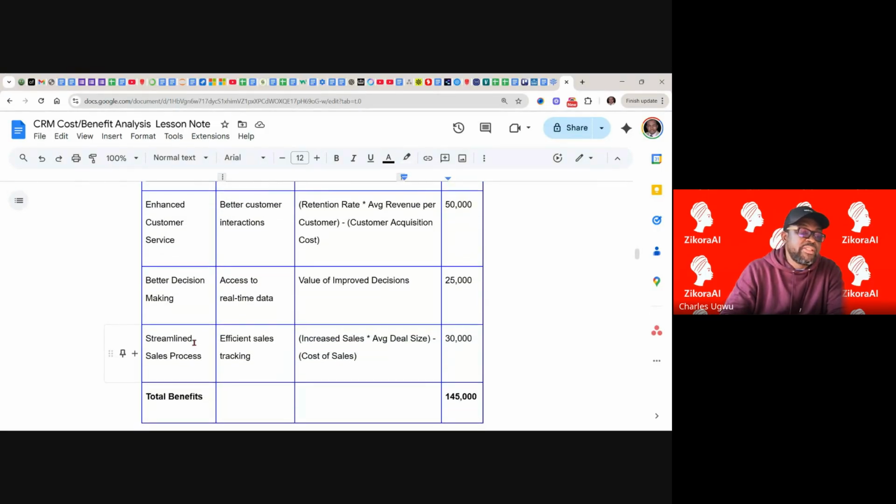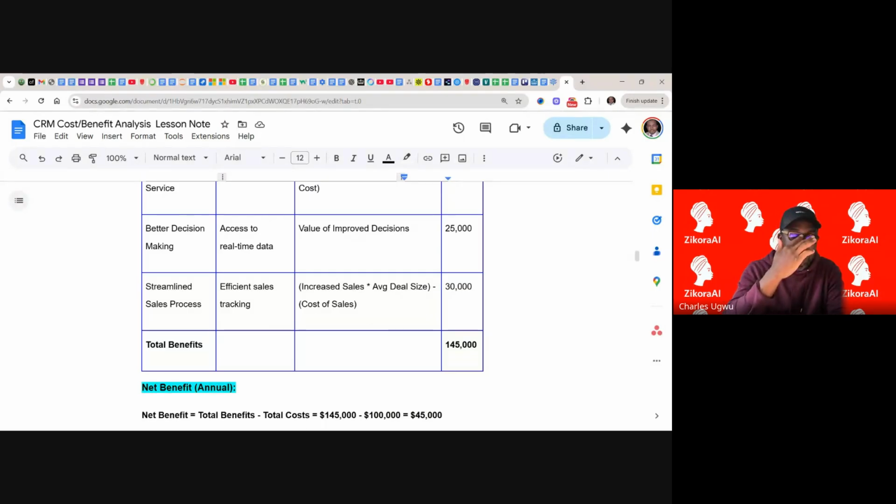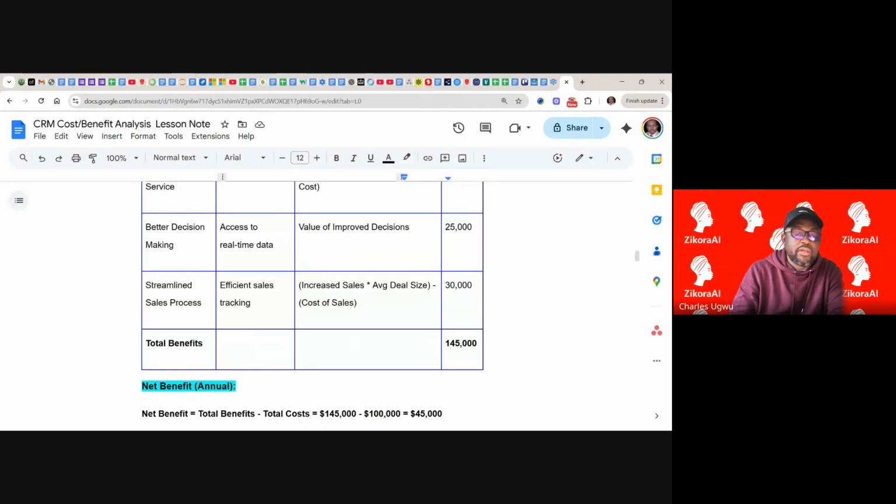Then streamline sales process, efficient sales tracking: increased sales times average deal size minus cost of sales. We come to here, we get 30,000. So after all this, we can see we have a total benefit of $145,000. It means that the benefit is higher than the cost. So that's what we're trying to demonstrate here.